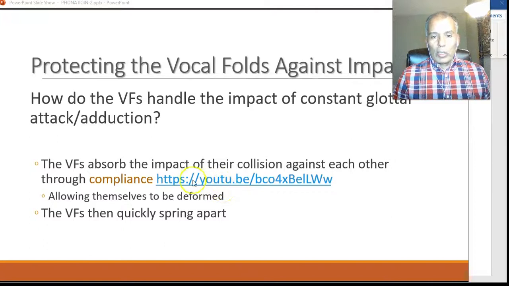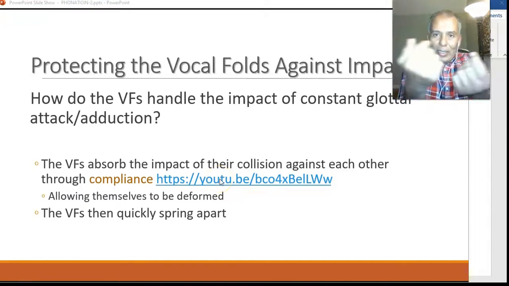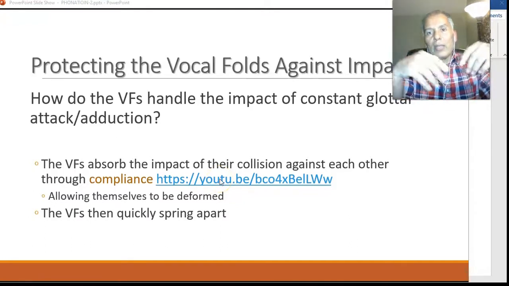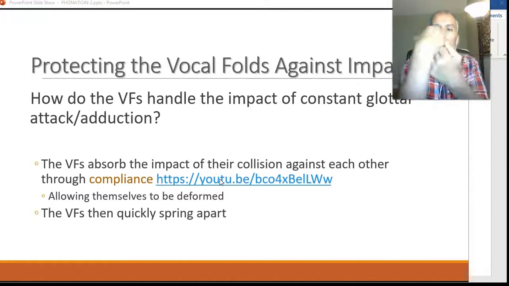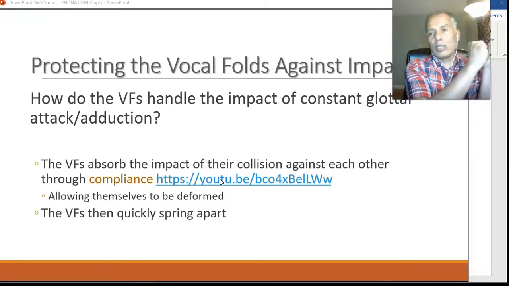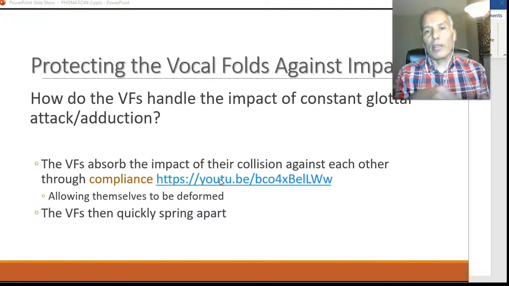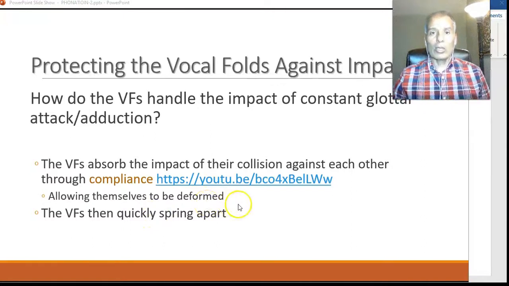So watch the video and see the compliance of the vocal folds, the high elasticity that they have. They are malleable and stretchy and flexible. So when they slam against each other, they act like two pieces of jello hitting each other. They do not harm each other. But they have to be hydrated all the time.